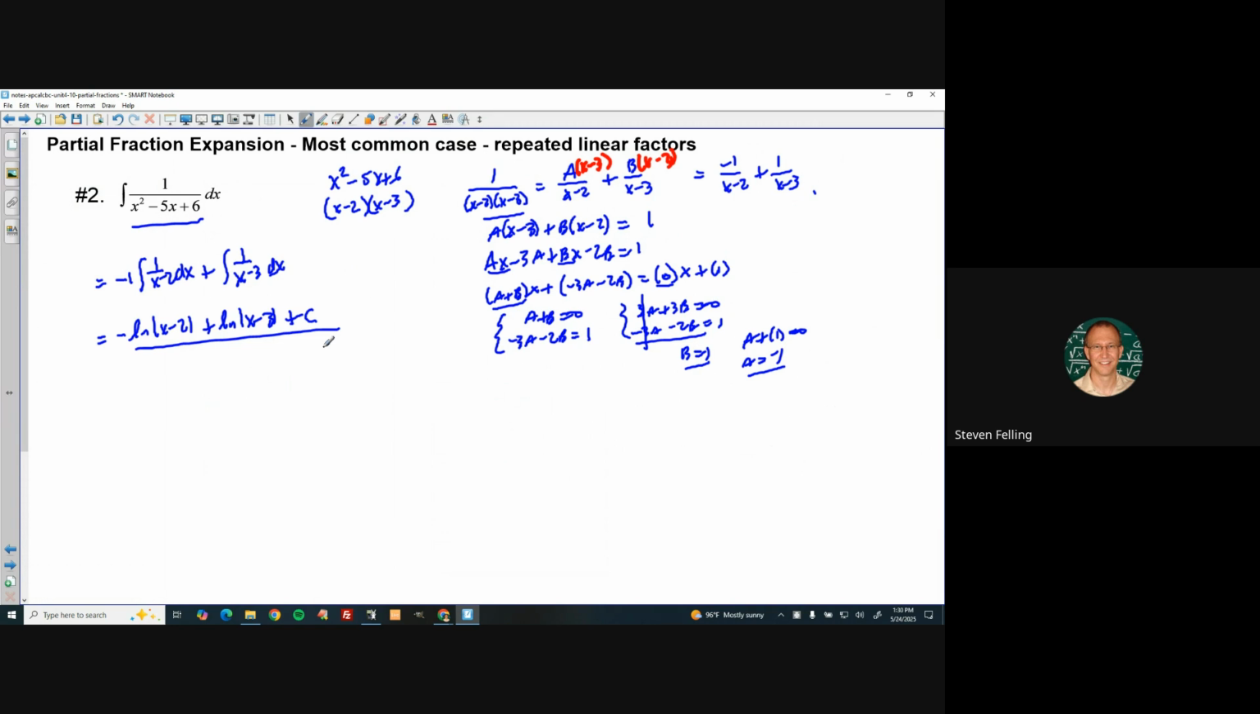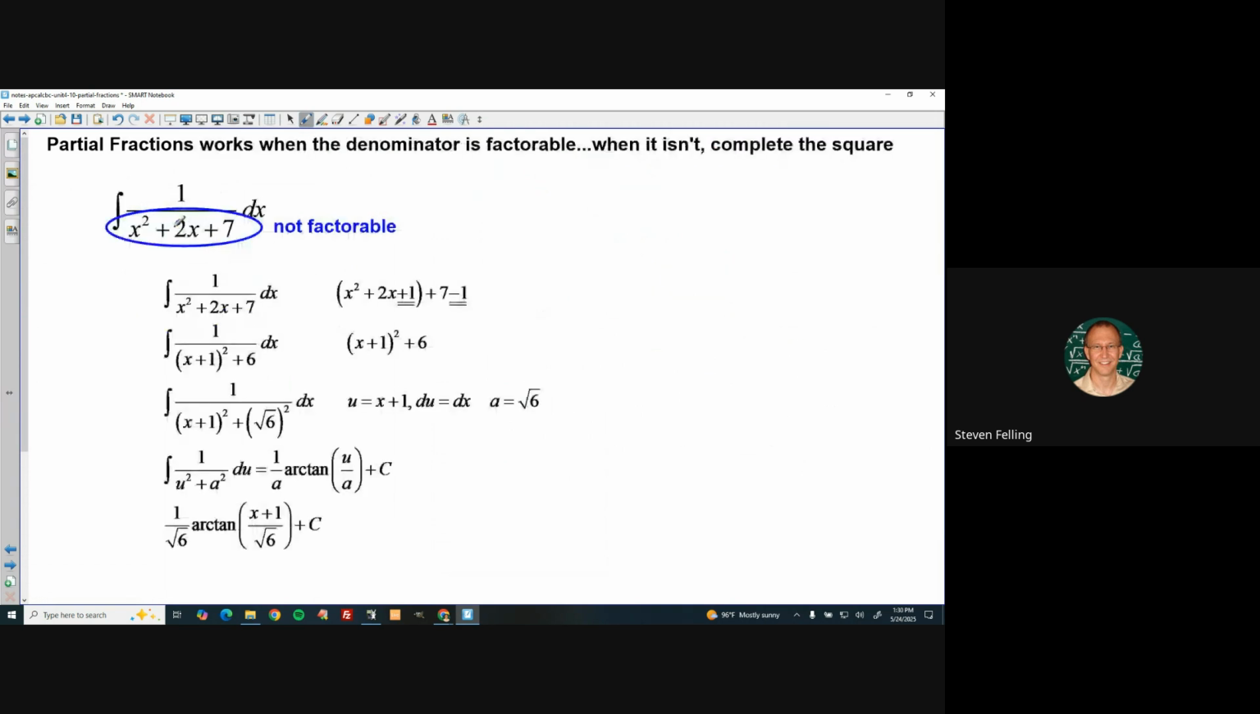Okay, so this will work when you have an integrand that has a quadratic in the bottom, or any polynomial that can be factored, and you can factor it. If you're unable to factor it like this, let's say you have x squared plus 2x plus 7, that does not factor, then you have to do the completing the square procedure. Let me just remind you how that would be done. In fact, let's just do this for comparison.